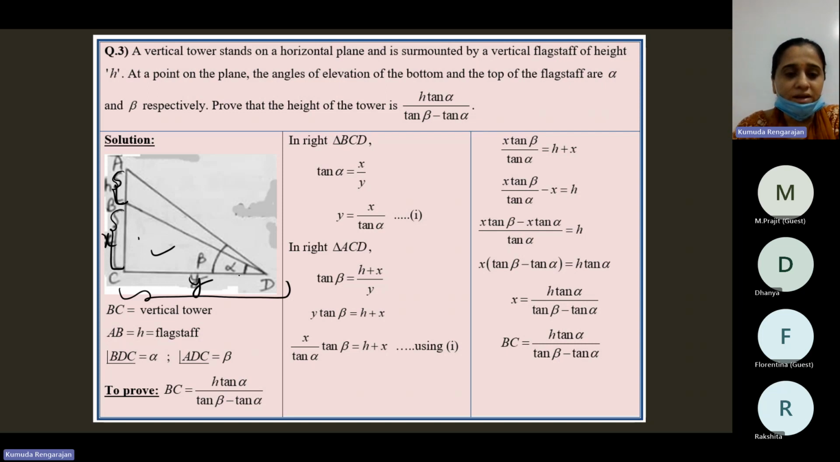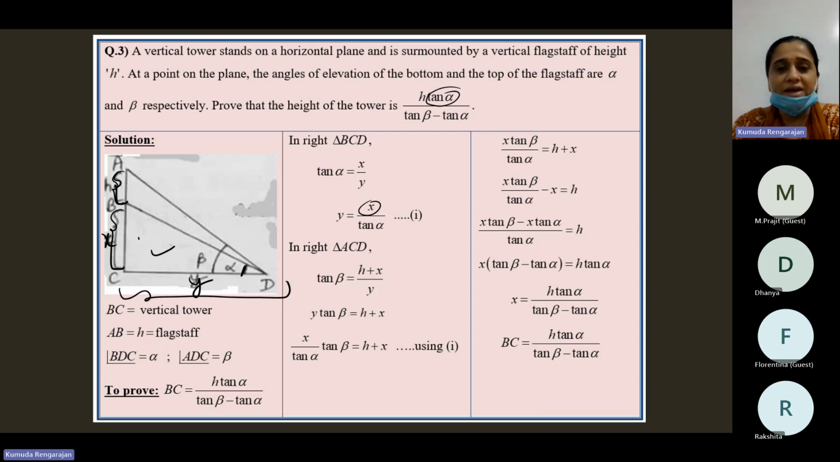Now take the smaller triangle. Tan alpha is equal to x by y. Now, tan alpha is in the result. Yes, x, you will say it's not there in the result, but x is what you have to find. You should find the height of the tower. And what is the height of the tower? x. That means you want it. Yes or no?